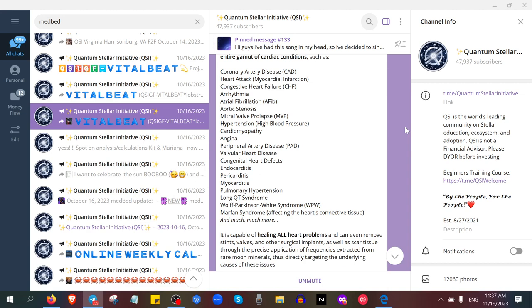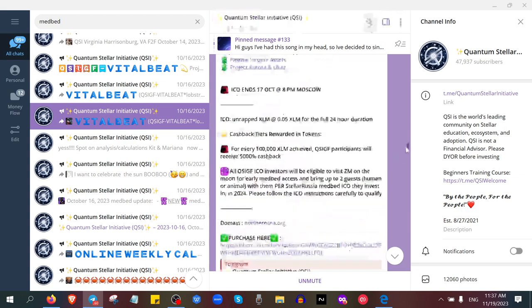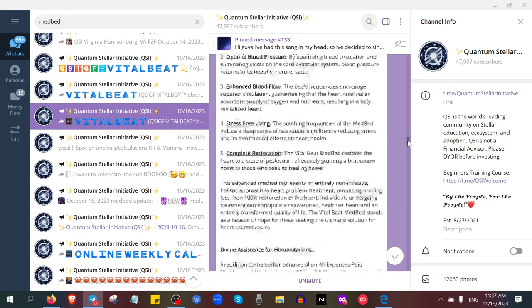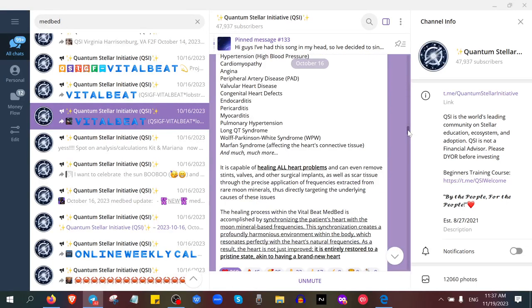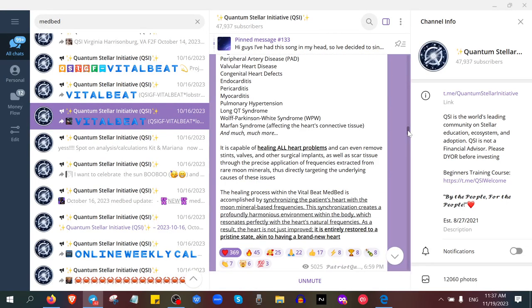It is capable of healing all heart problems and can even remove stents, valves, and other surgical implants, as well as scar tissue through the precise application of frequencies extracted from rare moon minerals, thus directly targeting the underlying causes of these issues.